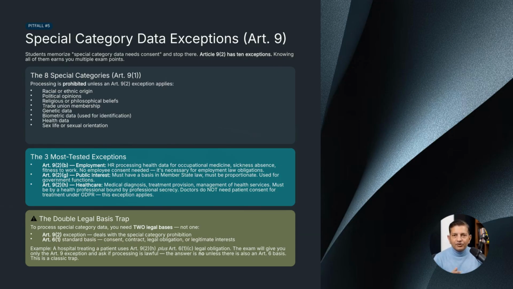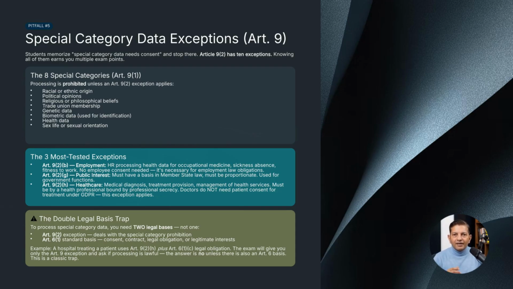Now we will be diving into special category data exceptions, Article 9 of the GDPR. This is one of the most tested topics on the CIPP exam, and here's the problem. Students think consent is the only option. They memorize special category data needs consent, and they stop there. But Article 9.2 has 10 exceptions. 10, and knowing all of them can earn you multiple exam points. Let's master this right now.